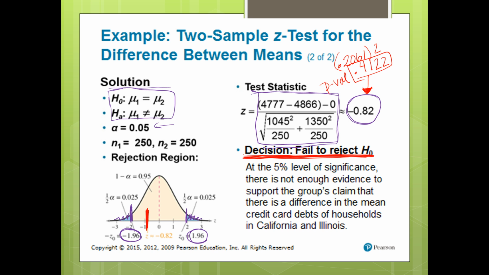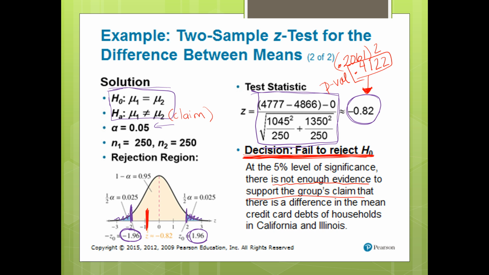Now, if we fail to reject, we say there's not enough evidence to support the group's claim. Their claim was that there was a difference. It didn't say greater than or less than, it just said we think they're different. So that was the claim. We were unable to reject our null, so therefore we were unable to support the claim.